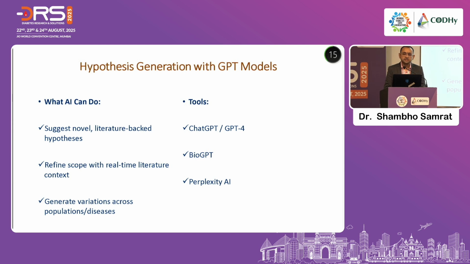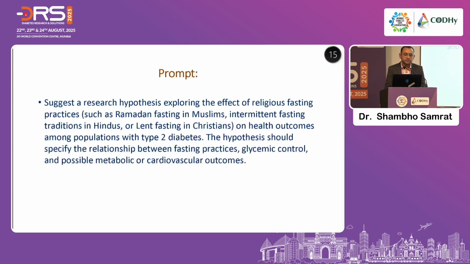Though in this particular slide I had mentioned BioGPT or Perplexity AI, I have not been using them or have expertise in them, but I use ChatGPT 4, and now we all have ChatGPT 5. So when we talk about ChatGPT, the prompt is very important. How we are telling ChatGPT, communicating with ChatGPT, that is very important. And this is an example of a prompt by which we want to prepare one research hypothesis.